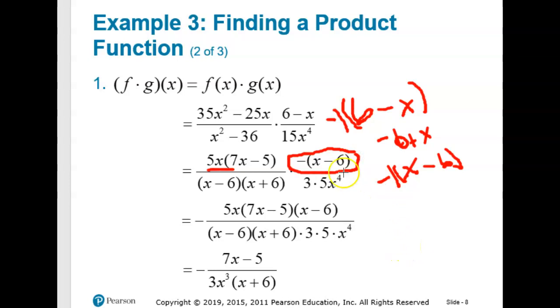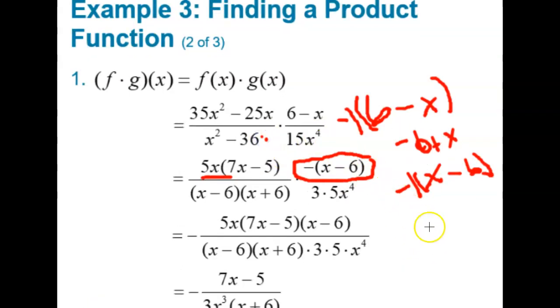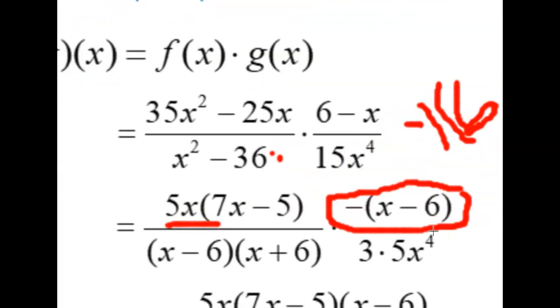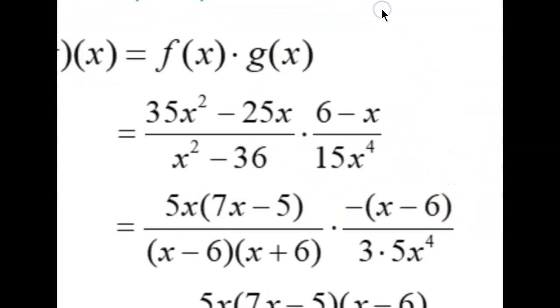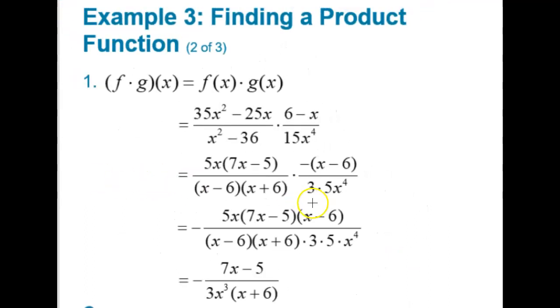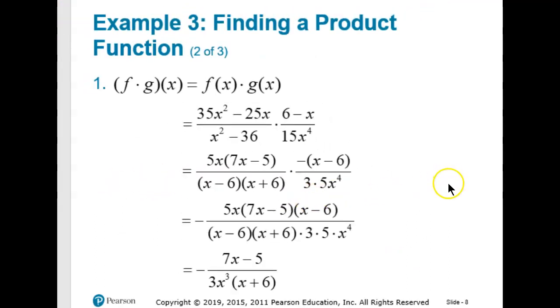That's where this piece comes in right here. X squared minus 36 right here is a difference of two perfect squares. So we know that we can factor that into x minus 6, x plus 6. We also know that 15x to the fourth can be written as 3 times 5 times x to the fourth. Now, let's take a look at what we can simplify.